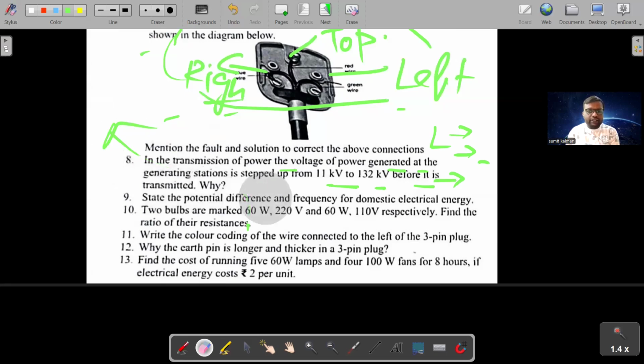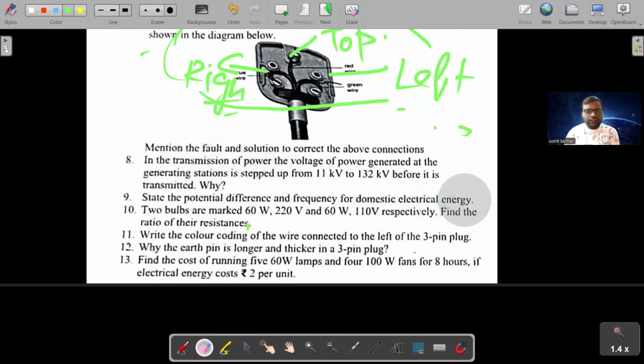Next problem. State the potential difference and frequency for domestic electrical energy. What is the domestic potential difference? 220 volt. And what is the frequency? 50 hertz. This is also very simple.